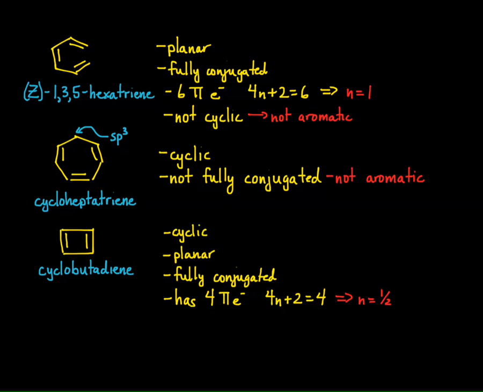And therefore, even though the first 3 rules are attained, the last one is not. And so cyclobutadiene is not aromatic. And as a matter of fact, we see this playing out in that it's a very reactive species. And we're going to determine why that is in just a little bit.